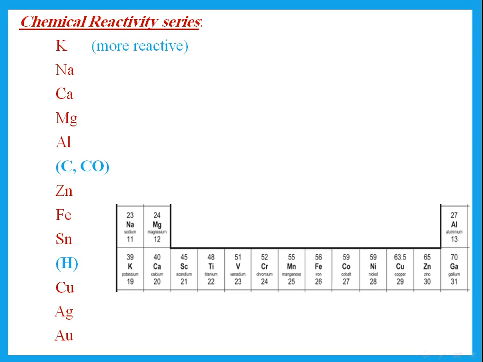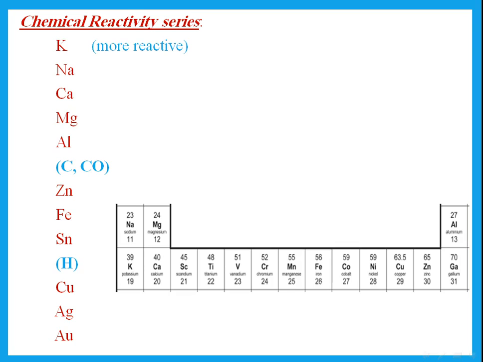Now we include in the chemical reactivity series carbon and carbon monoxide, because we're going to compare their reactivity at some point later when we discuss it. And then we go into the transition metals, which is more reactive than which in the transition metals. Zinc is more reactive than iron, more reactive than tin.